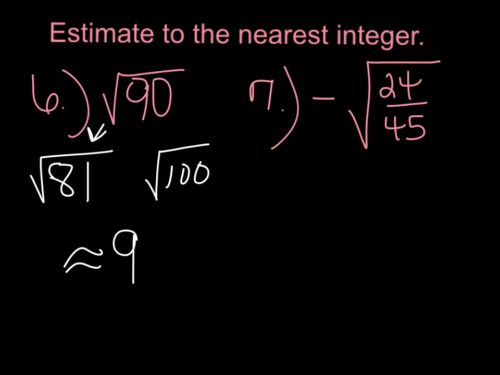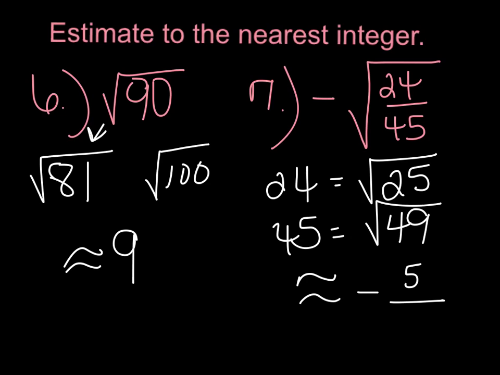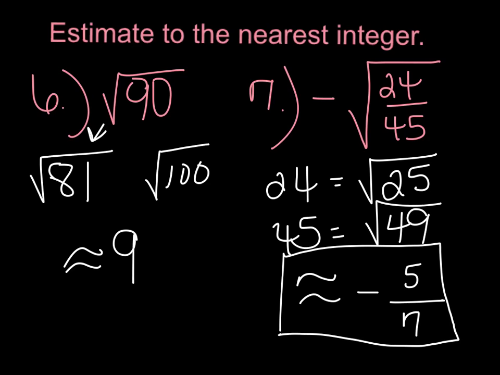The last one's a little tricky in 2 different ways. It has a negative sign in front of it, so my answer is still going to be negative. And it's a fraction, so I'm looking at the top and the bottom separately. For 24, it's closest to the square root of 25, which is about 5. And for 45, it is closest to the square root of 49, which is about 7. So I just do those parts separately, the numerator and the denominator.